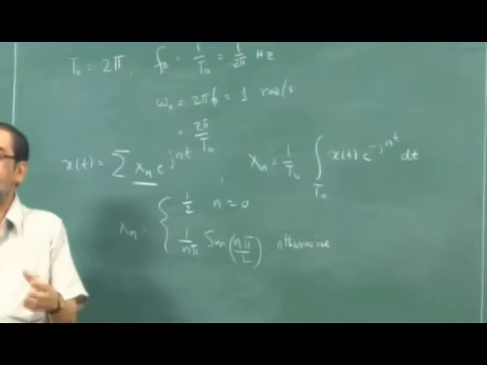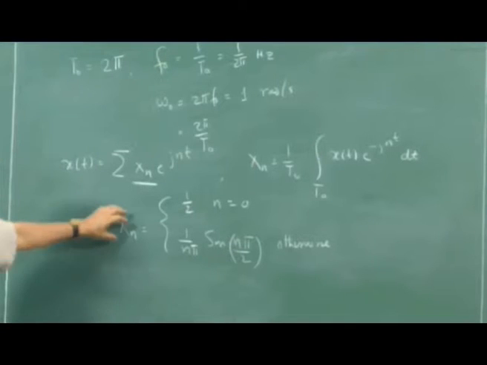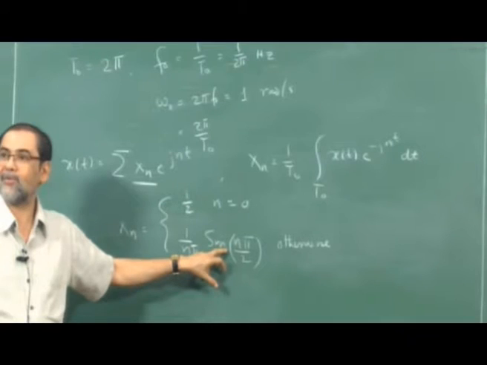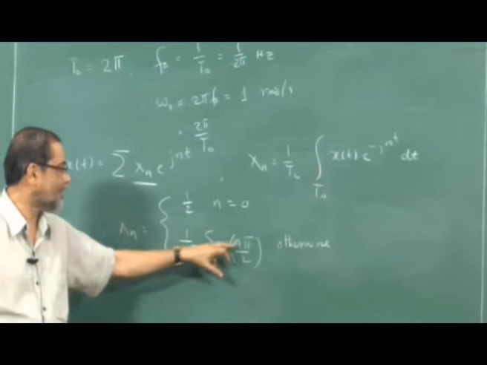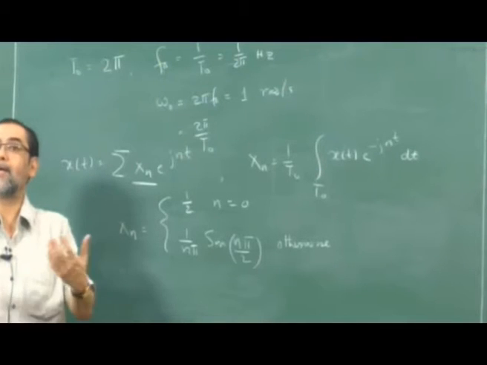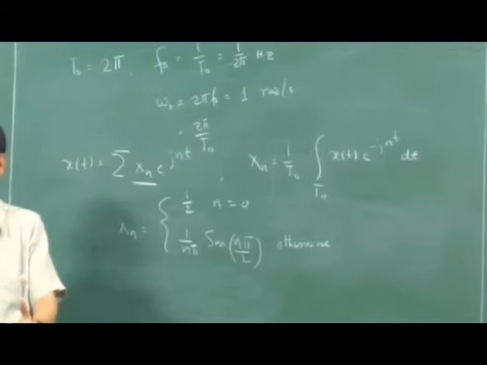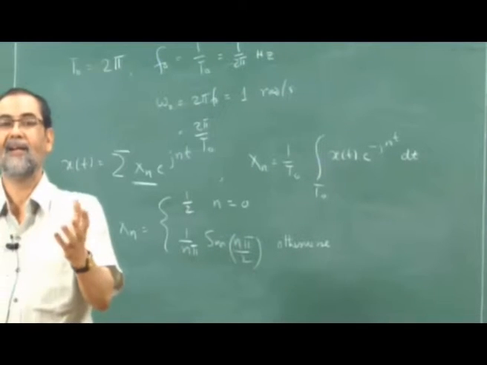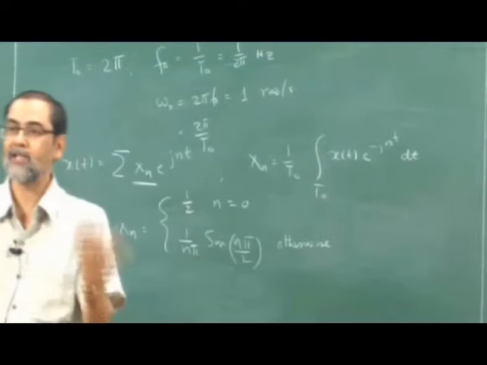So the Fourier coefficients exist only for odd values, and when they exist, you see that when n is 1, sine pi by 2 is 1, n is 3, sine 3 pi by 2 is minus 1. So they change sign alternately, minus 1, plus 1, minus 1, plus 1.